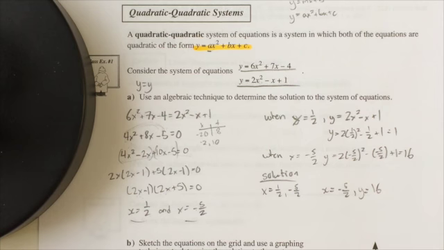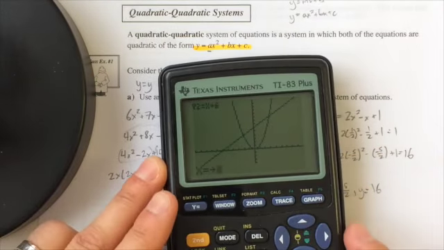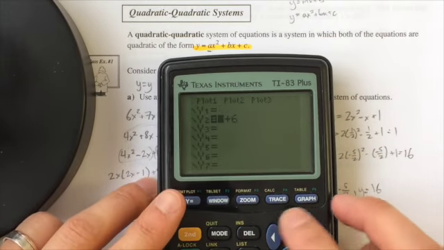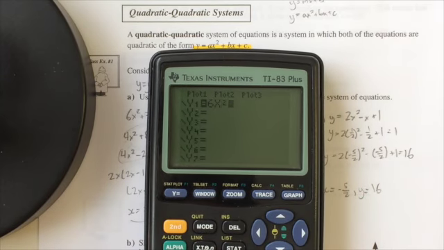Okay, so the next thing we want to do is sketch the equations on the grid, using a graphing technique to determine the solution to the system. And then we just want to stay in an appropriate window. So basically all we want to do is plug this into our graphing calculator. Okay, so 6x squared plus 7x minus 4 and 2x squared minus x plus 1.